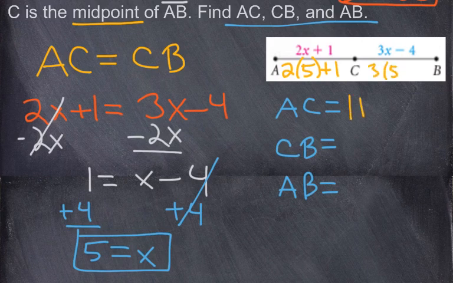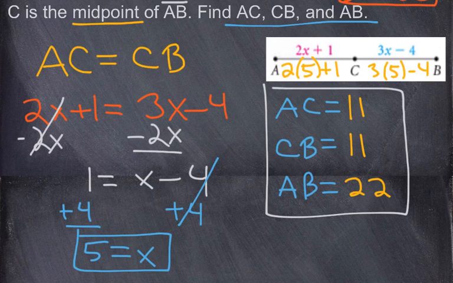3 times 5 minus 4. Now again, we said they're equal, so this should equal 11. That's 15 minus 4, which is 11. So we know we did it correctly. It's a great way of checking your work. And lastly, it says AB. Well, if the first half is 11, the second half is 11, the total would be 22. So those would be our answers right there.